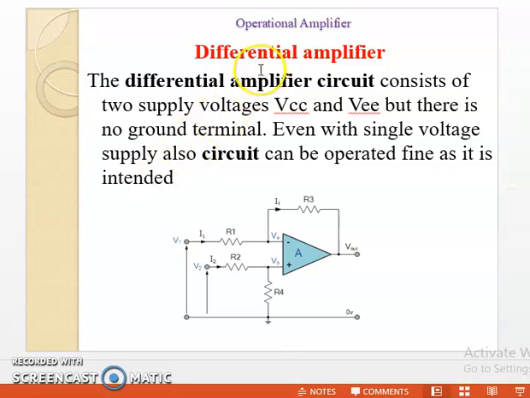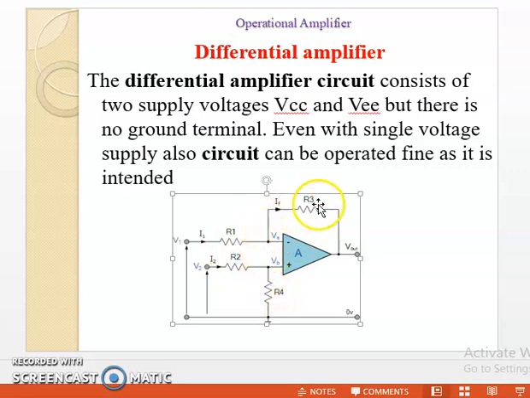Then one of the types of op-amp is the differential amplifier. Let's come to the differential amplifier. Here you see the operational amplifier. Here inverting input, non-inverting input. Here I1, I2 input currents. Here input voltages V1 and V2. Here R1, R2, R3, R4 are the resistances connected in the circuit of the op-amp, and here we obtain the output voltage.